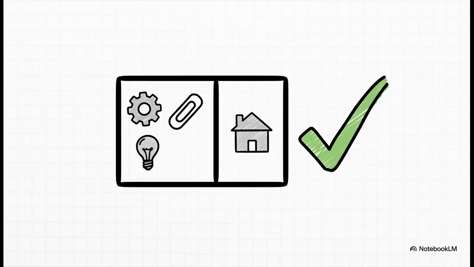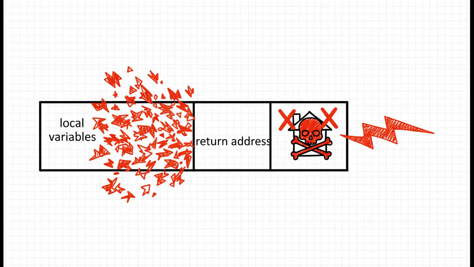So this is what a healthy, happy stack looks like. You've got your temporary data, your local variables, sitting neatly right next to that all-important return address. Everything's in its proper place, the program knows exactly what to do and where it's going next. Simple. But this is the attack. The attacker sends way too much data into the buffer. See all those A's? That data spills over. And crucially, it overwrites the original legitimate return address.